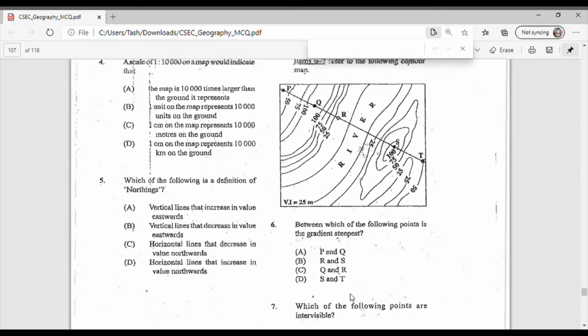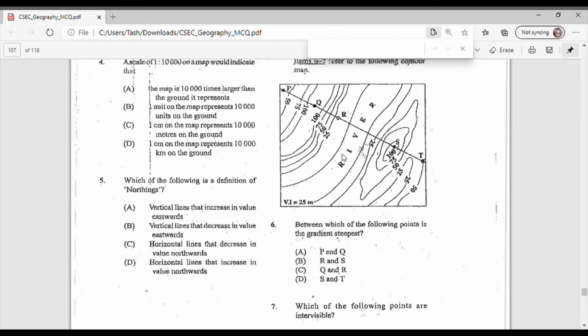Number 6, between which of the following points is the gradient steepest? So to look for this steep gradient, we're looking for the one that looks like it moves from one height to the next really quickly in a short distance. So we have P and Q, which is here. It stretches a little. We have R and S. It also stretches a little.